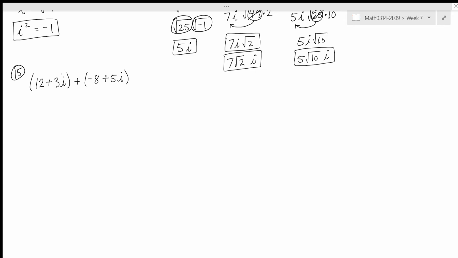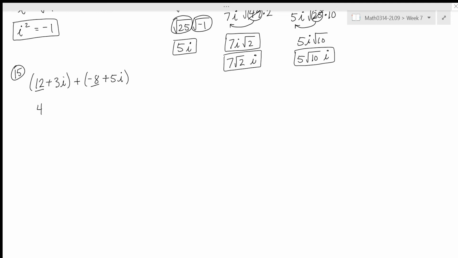addition. Did y'all see that this first stuff in the parentheses, that is a complex number? The 12 is the a, and the 3 is the b. a plus bi. Do y'all see that? Complex number. Here's another one right here. And if I want to add complex numbers, all I have to do is combine like terms. So 12 plus negative 8. I'm just adding like terms.